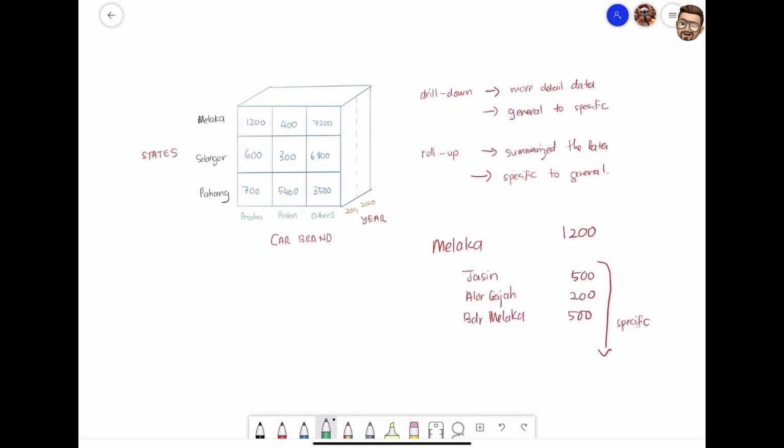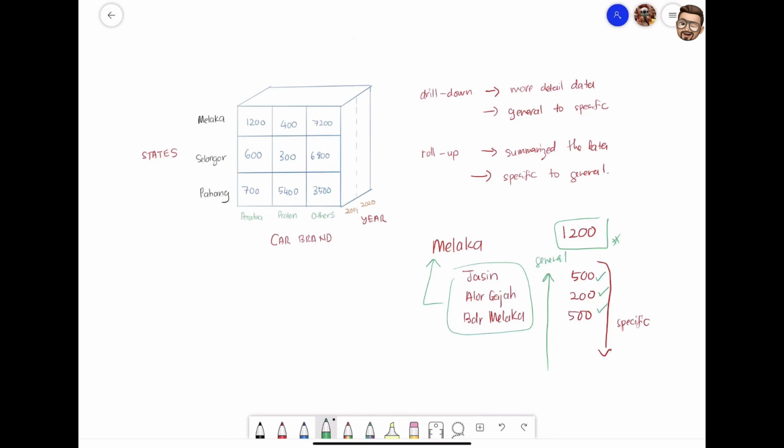So what if I said roll up the sales in Melaka? If we roll up the sales in Melaka, it will go from specific to general. So in Melaka, 500 plus 200 plus 500, we will get 1200. Okay, so that's the meaning of roll up, which means you summarize the data. So in Melaka, we have 3 branches. If we combine all the sales in Jasin, Alor Gajah, and Bandar Melaka, then we have 1200. And this indicates the sales in Melaka. So you roll up from specific to general.